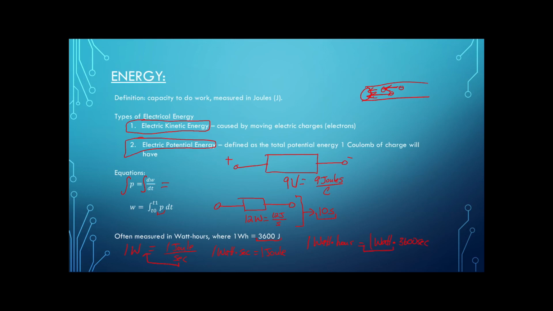If we substitute 1 joule per second into this 1 watt, we have 1 watt hour is equal to 1 joule per second multiplied by 3,600 seconds. And we know the seconds will cancel out, and therefore 1 watt hour is equal to 3,600 joules of energy.